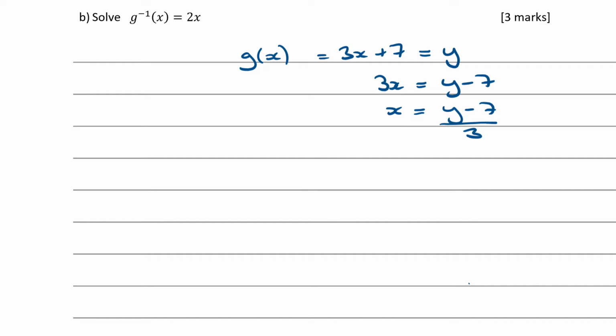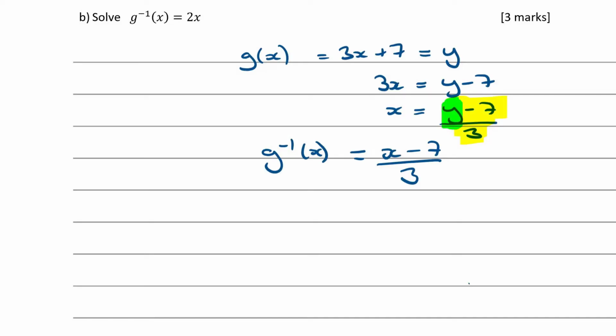From that, I can tell that the inverse function g to the minus 1 of x is going to be equal to, I'm just going to take this expression here, y minus 7 over 3, and rewrite it with that y replaced back with an x. So I'm going to write x minus 7 over 3. So that's my inverse function g to the minus 1 of x.